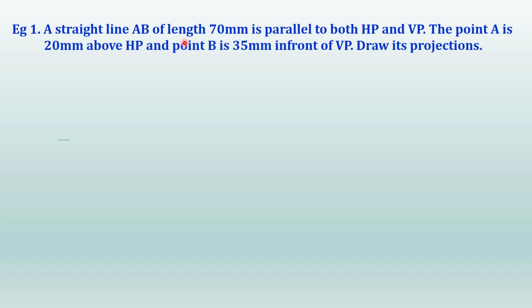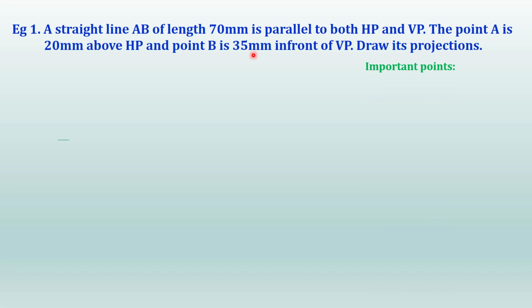Similarly, the second point is also given. Point B is 35 mm in front of VP. That means the plan point, right? The plan point is given as 35 mm below the XY line. So we know the distance of small b from the XY line. So the distance of small a from the XY line also will be equal to 35 mm, since the line is parallel to HP and VP, right?